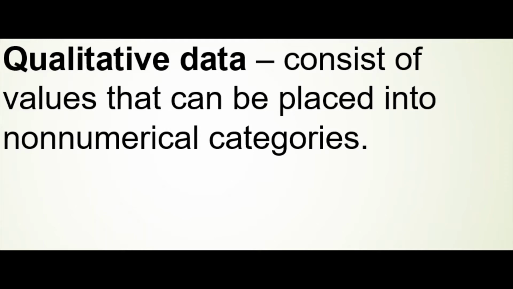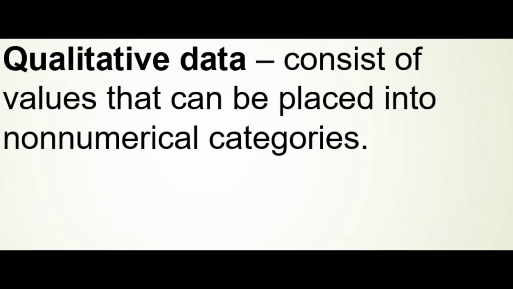Qualitative data consists of values that can be placed into non-numerical categories. So an example might be eye color. We'd have different categories for brown, blue, green, hazel, etc. But those aren't numbers. They don't represent measurements. Instead, they represent qualities. Another example of qualitative data might be letter grades. So A, B, C, D, and F would be qualitative data.